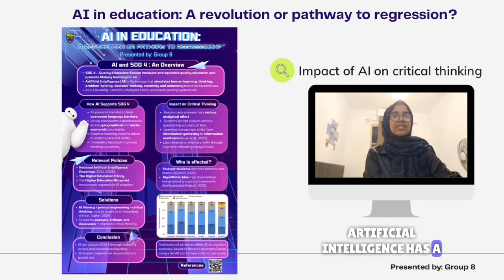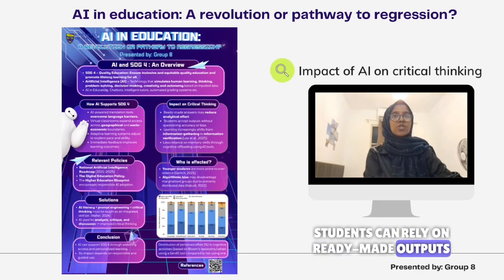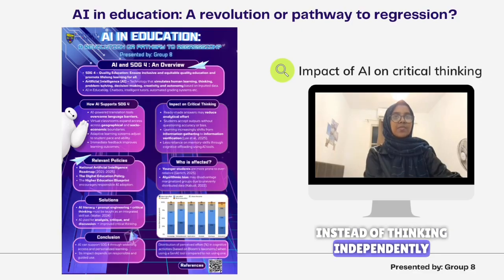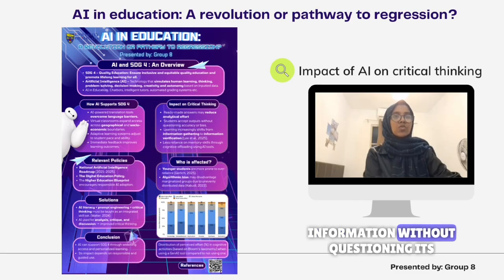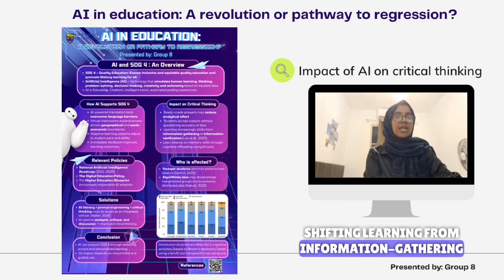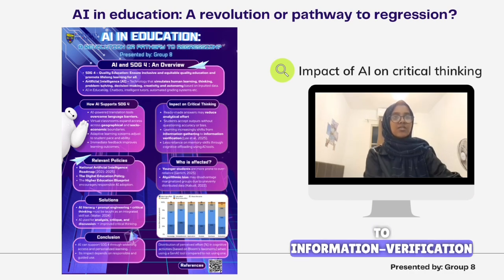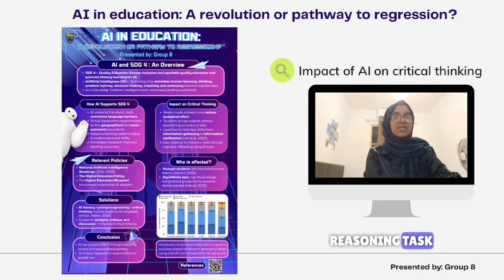Artificial intelligence has a significant impact on students' critical thinking. While AI provides quick and convenient answers, it may reduce analytical effort, as students can rely on ready-made outputs instead of thinking independently. Many learners may also accept AI-generated information without questioning its accuracy or bias, shifting learning from information gathering to information verification. Over time, this can lead to cognitive offloading, where students depend on AI for memory and reasoning tasks.